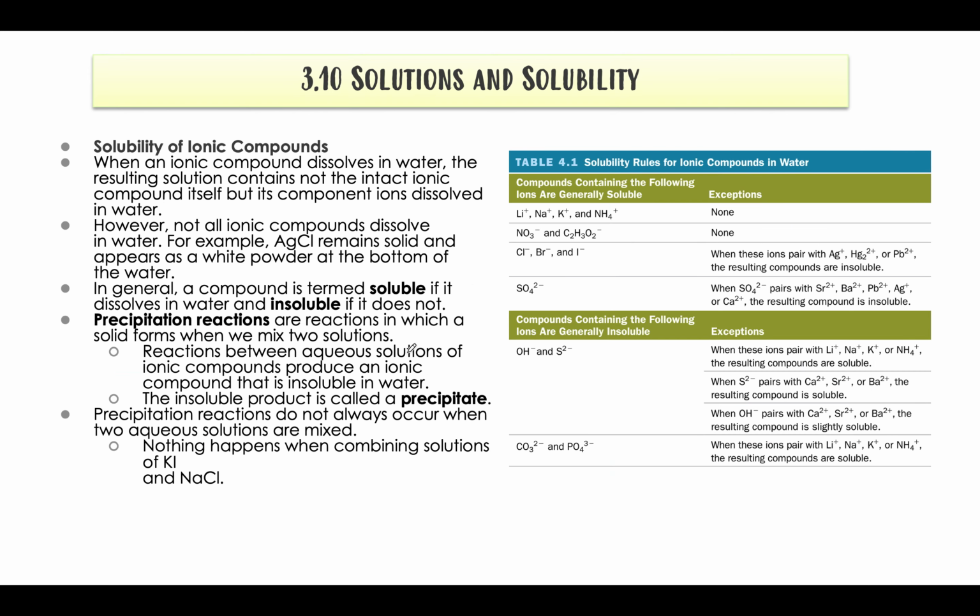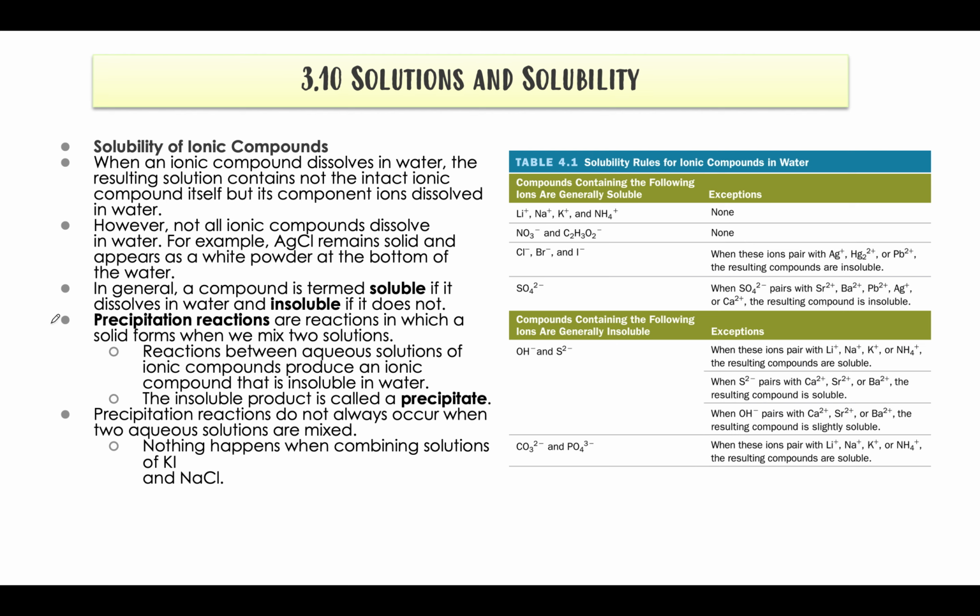Now, let's talk about solubility rules. Okay, these solubility rules are very, very important. You have to memorize them, period. When an ionic compound dissolves in water, the resulting solution contains its component ions dissolved in water. However, not all ionic compounds dissolve in water. For example, silver chloride remains a solid and appears as a white powder at the bottom of the water. In general, a compound is determined soluble if it dissolves in water and insoluble if it does not.